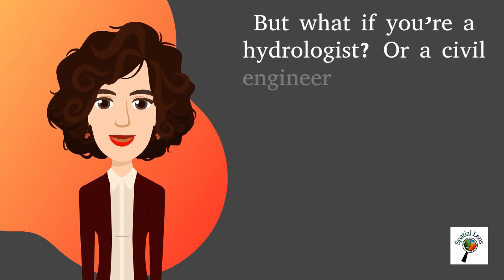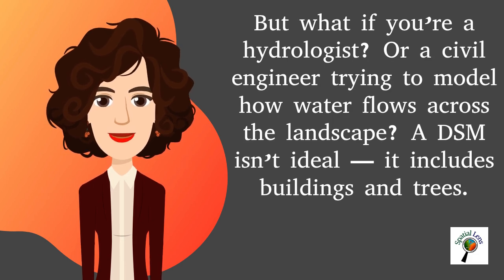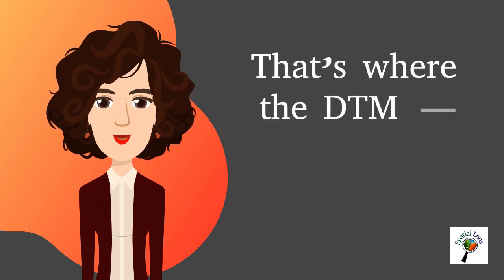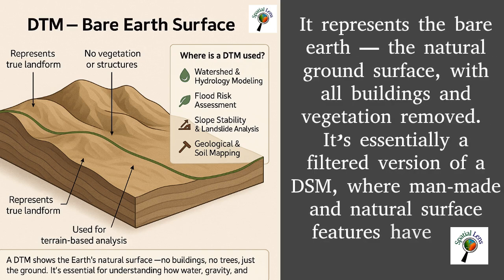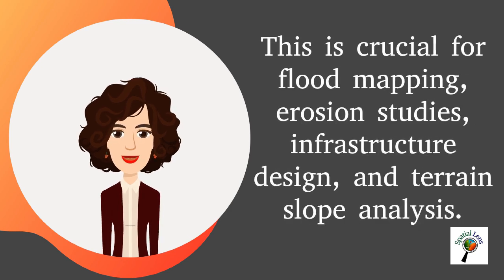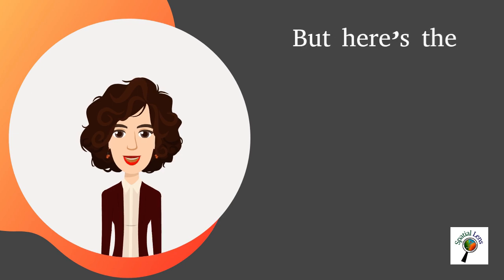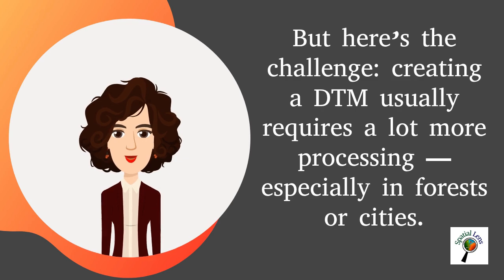But what if you're a hydrologist or a civil engineer trying to model how water flows across the landscape? A DSM isn't ideal. It includes buildings and trees. That's where the DTM, Digital Terrain Model, comes in. It represents the bare earth, the natural ground surface, with all buildings and vegetation removed. It's essentially a filtered version of a DSM, where man-made and natural surface features have been taken out. This is crucial for flood mapping, erosion studies, infrastructure design, and terrain slope analysis. But here's the challenge. Creating a DTM usually requires a lot more processing, especially in forests or cities.